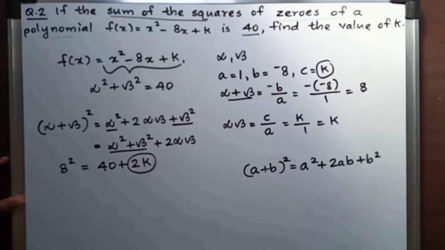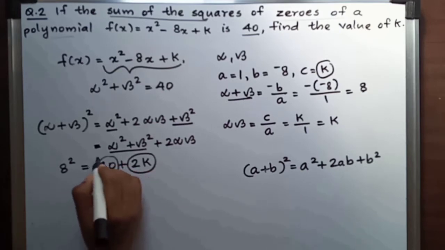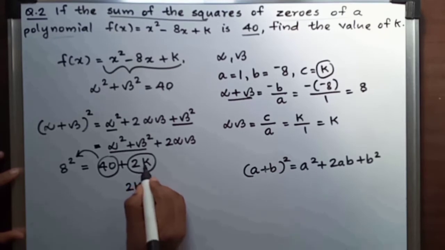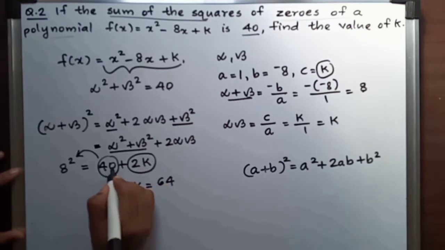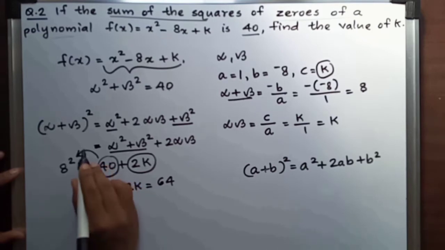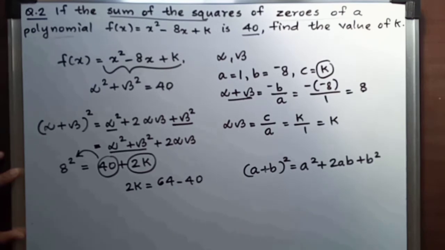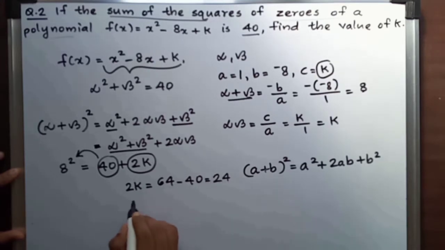So we are going to keep this term here and move this 40 to the other side of the equal to symbol. So we will get 2k is equal to 8 square, and 8 square is 64. And this positive 40 is going to the next side of the equal to symbol. That means it will become negative. 64 minus 40. What is 64 minus 40? It is 24.